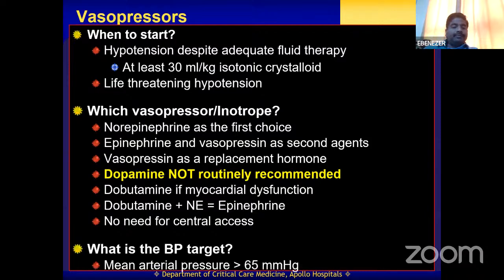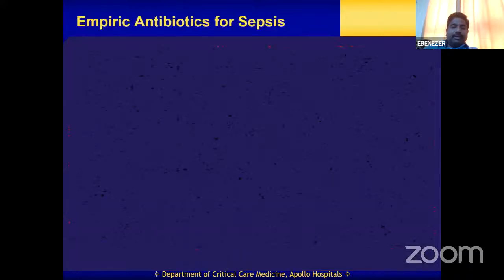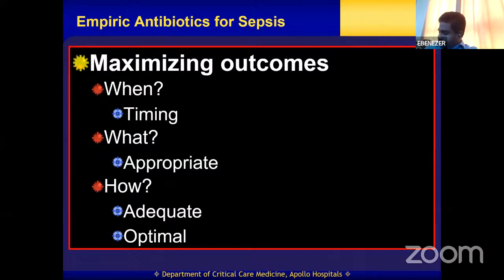Okay. BP target, as I told you, a mean arterial pressure of 65 millimeters of mercury. And antibiotic therapy is very, very important. So when you think about antibiotic therapy, you have to maximize the outcome. So for that, when you start the antibiotic, timing is very, very important. And what particular antibiotic, it should be very, very appropriate. And how do I give it, the route, the access, and at the same time the delivery system. These are all very, very important.